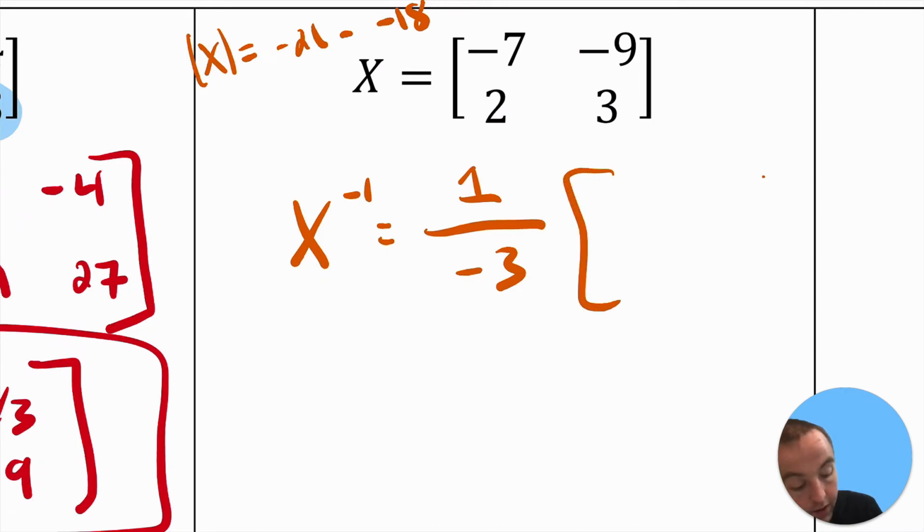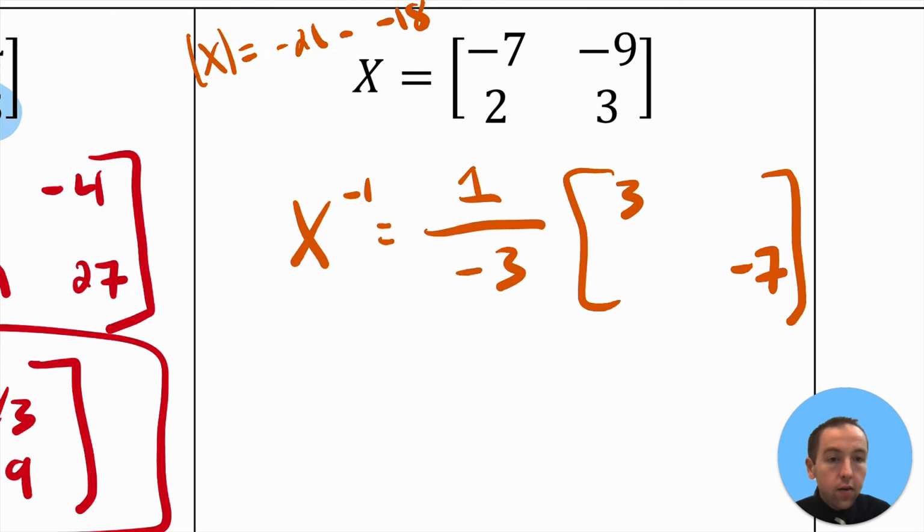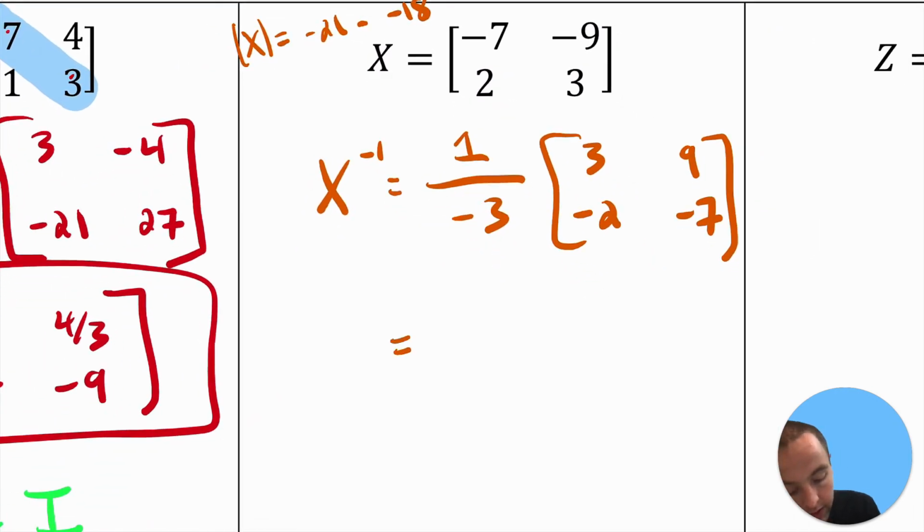And then for the matrix, you swap the positions of the numbers in the main diagonal, and the other ones become their opposite. Since that was a negative, it becomes positive, but that was positive, so now it becomes a negative, and then just multiply everything by -1/3.